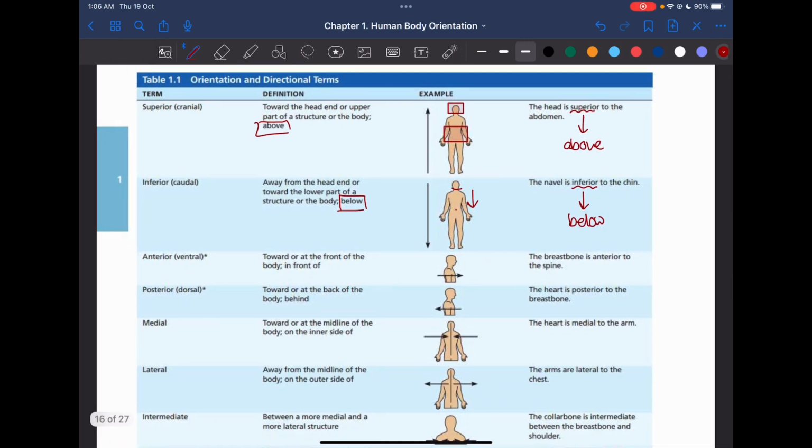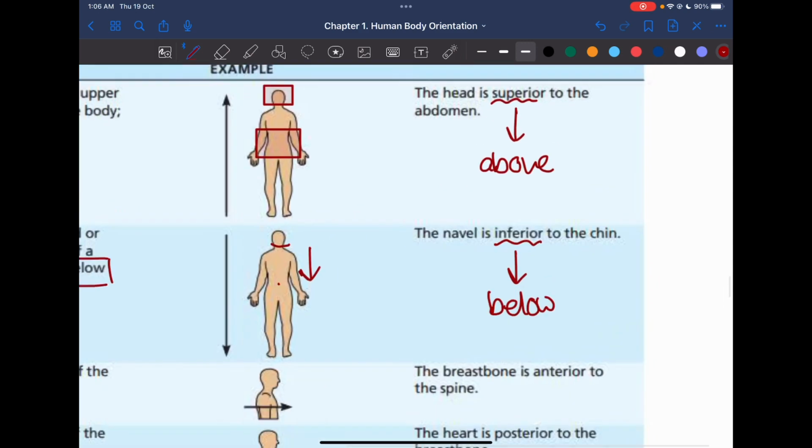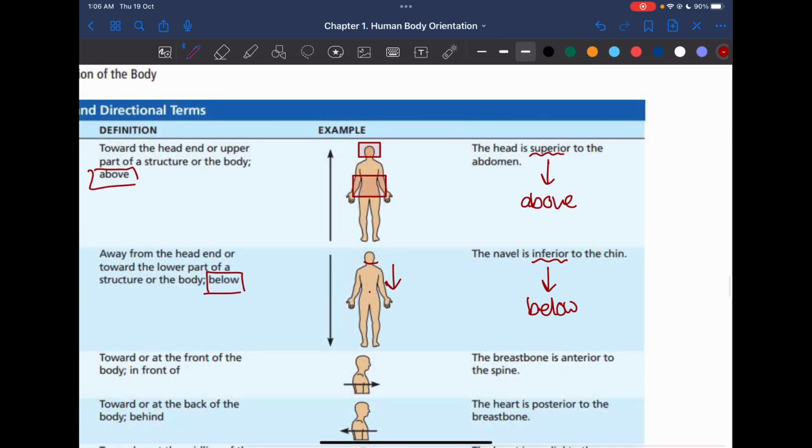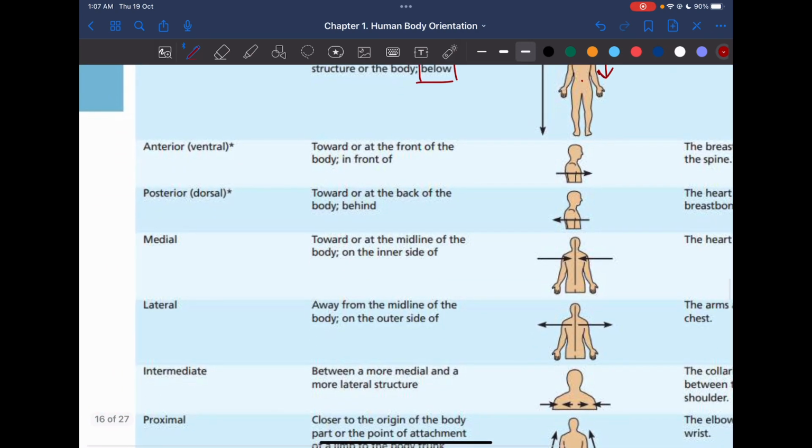By the way, a really small thing that I want to say. Superior and cranial, they can always play with these examples. So they can literally say the chin is superior to the navel. So they'll basically be saying the chin is above the navel, which is correct. They always play, so don't always depend on these.